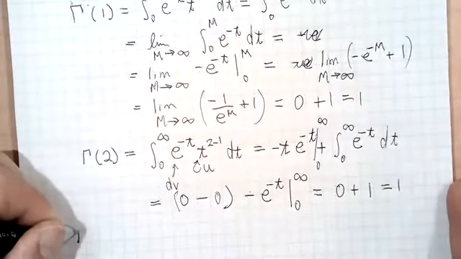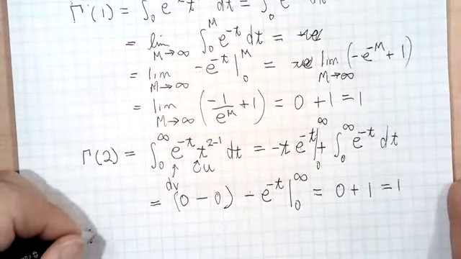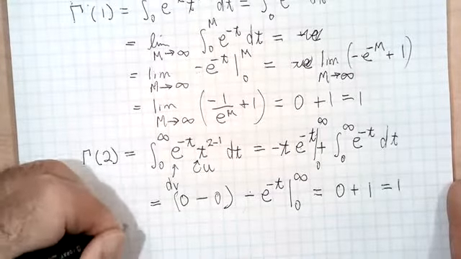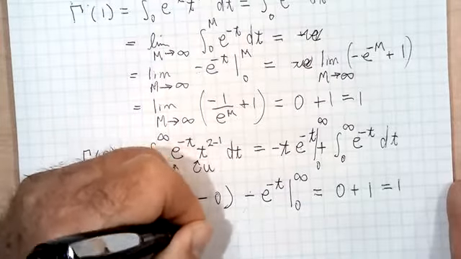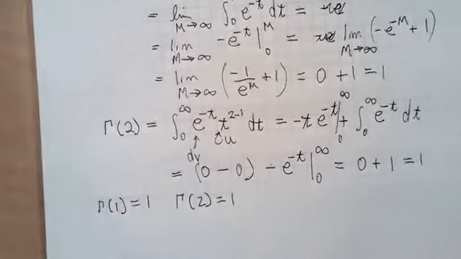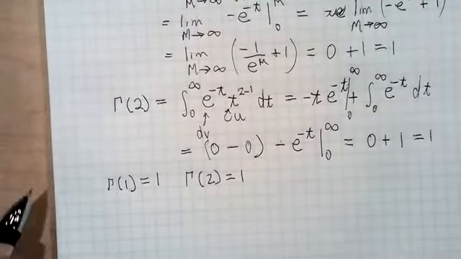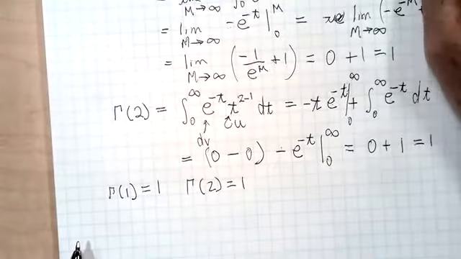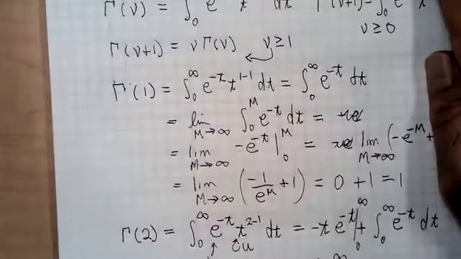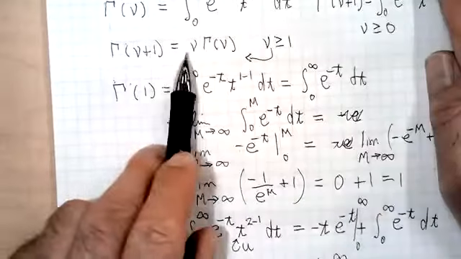So this is what we got so far. Gamma at 1 equals 1. Gamma at 2 equals also 1. And now I'm going to go for this recurrence relation, which was way back here. Gamma nu plus 1 is nu gamma nu.